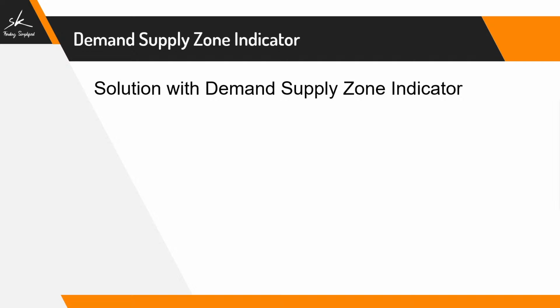So what is the solution? The demand and supply zone indicator is the solution to it. The very first challenge which I talked about, which is identifying demand supply zones, the indicator is more like a GPS for you. You don't have to find the zones now. It will automatically identify the zone for you and plot the zone for you on the chart.